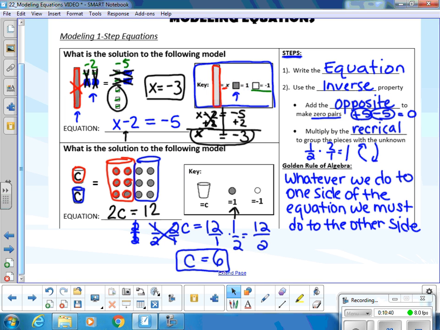I know this is very confusing and we go through it fast. Most of the time on your SOL, they're going to give you a model and they're going to say find the solution. You have to be able to write the equation from the model and then solve it, whether you do it using the model or doing math. It doesn't matter, but I'm showing you how to use the model because some of you it may help.